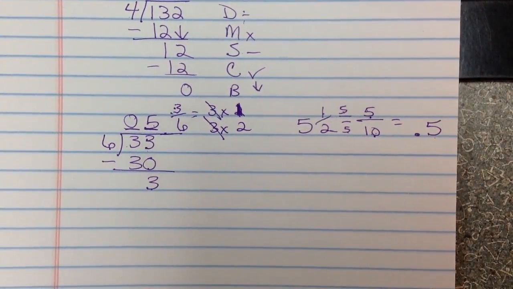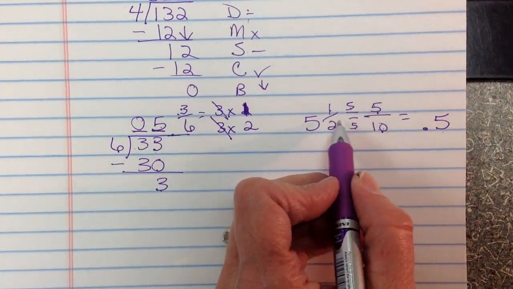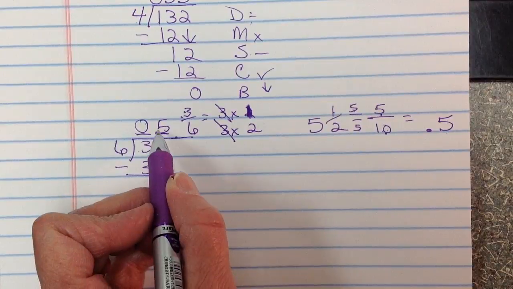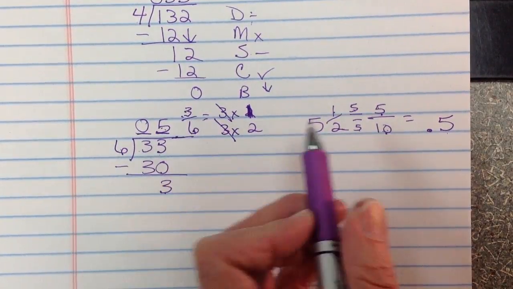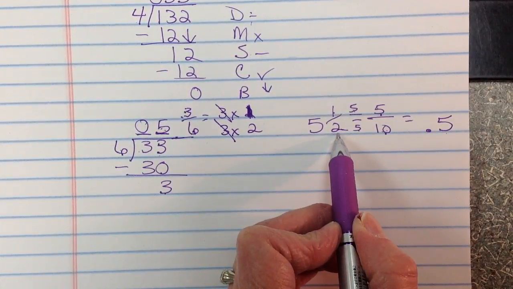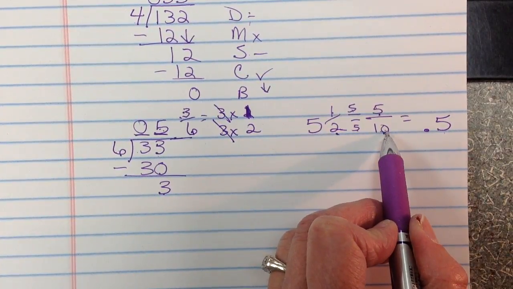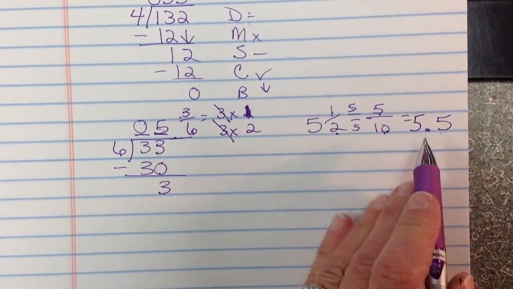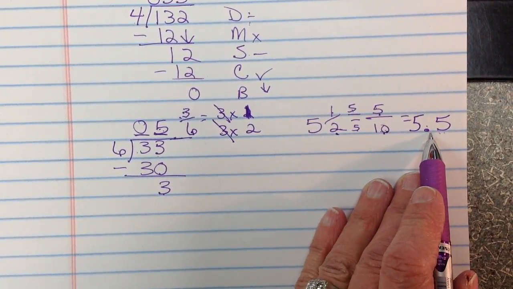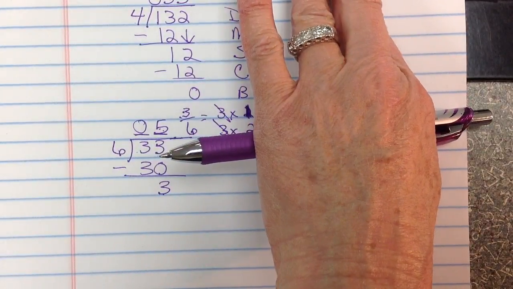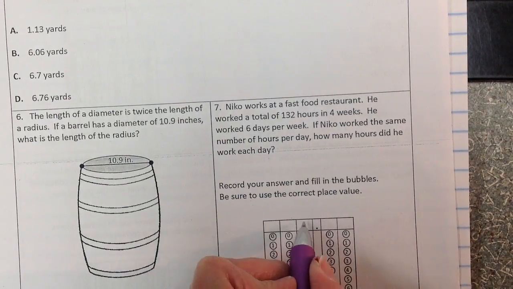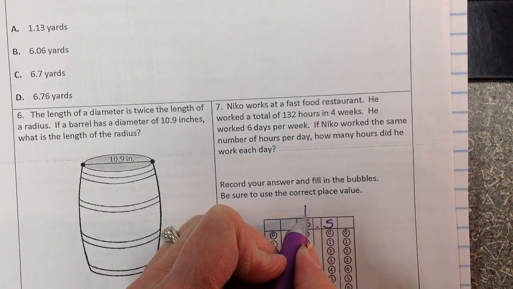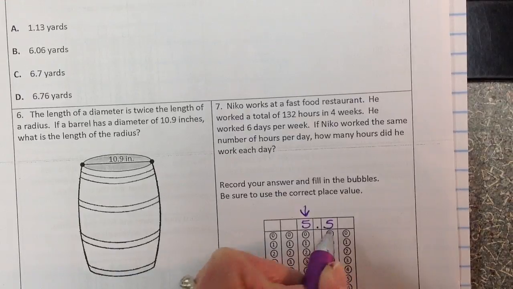Hopefully you know that this is a benchmark fraction. 1/2 is a benchmark. So 5 and 3/6, which is 5 1/2, which is 5 5/10, which is 5.5. This is your answer right here. And so to bubble it in, you're going to put 5.5, just like that. Your ones digit, your decimal point, your tenths digit.